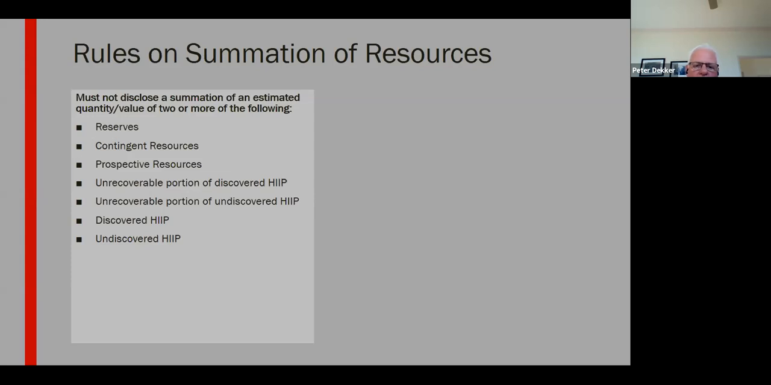Must disclose a summation of the estimated quantities volumes of two or more of the following. So you cannot disclose these things separate from each other. You cannot disclose reserves, contingent resources, and prospective resources together, or unrecoverable resources together.